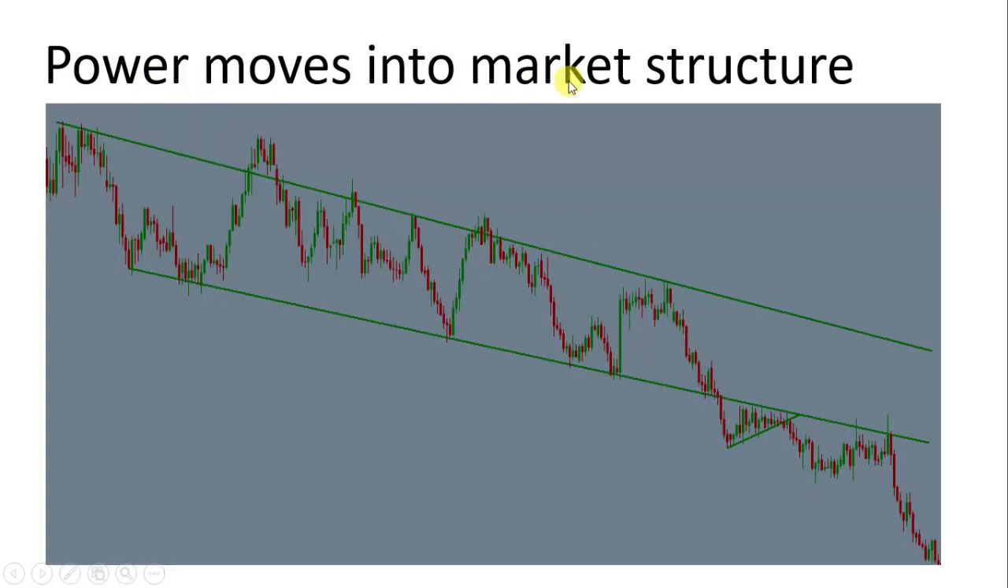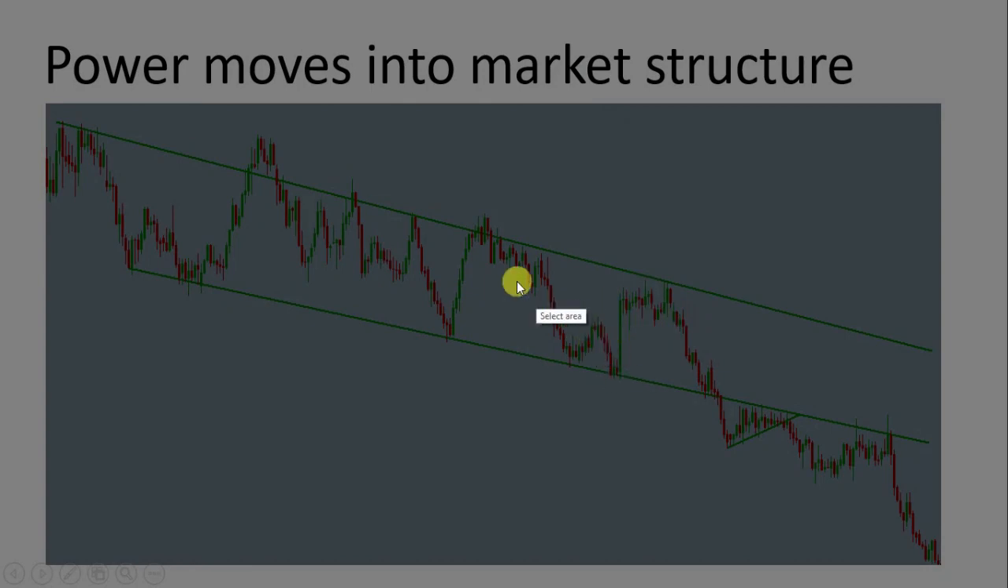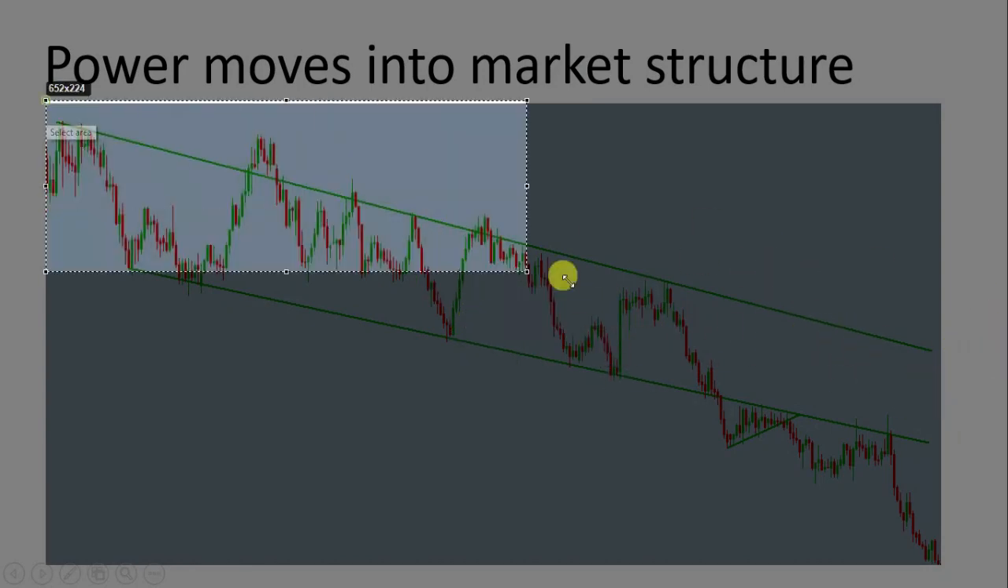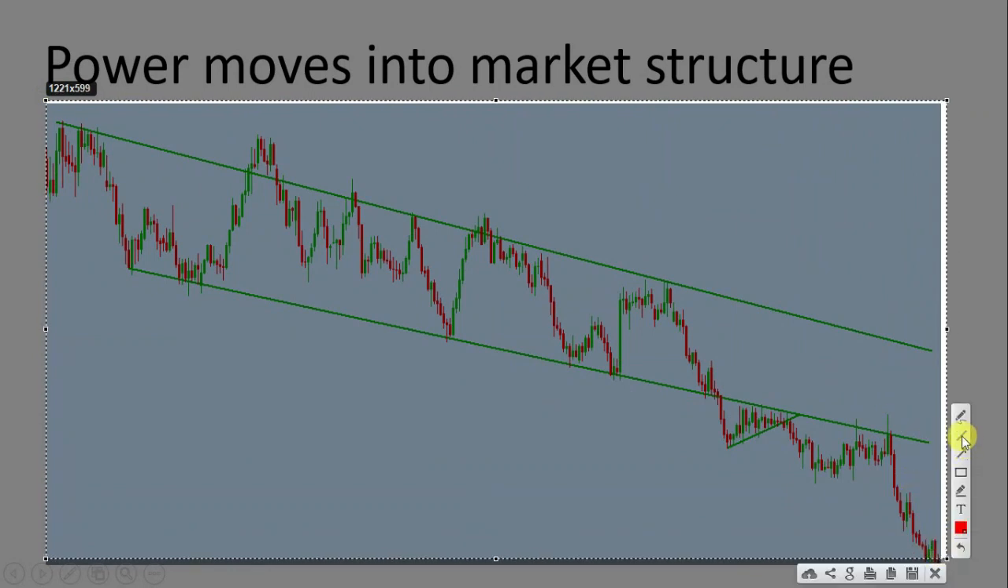Power moves into the market. Okay, if you see, this is a level. I already drew a level. Okay, this is a level, but you should not consider all the things. You should always consider the most touches. This is the most touches.